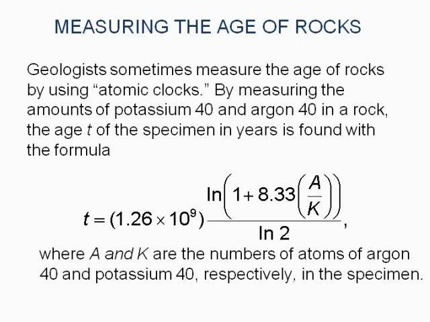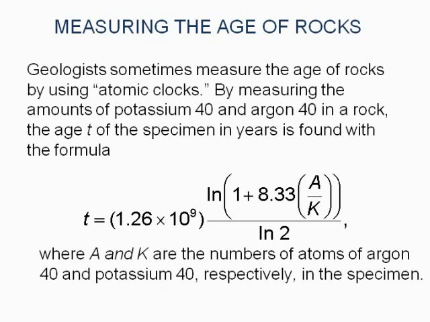So let's do some applications here with the natural log. And again, this appears in real life. And here's one example measuring the age of rocks. So geologists sometimes measure the age of rocks by using atomic clocks. I don't know if y'all knew that, but I think it's pretty interesting. By measuring the amount of potassium-40 and argon-40 in a rock, the age T of the specimen in years is found by this formula. So scientists over the years have developed all of these cool formulas here.